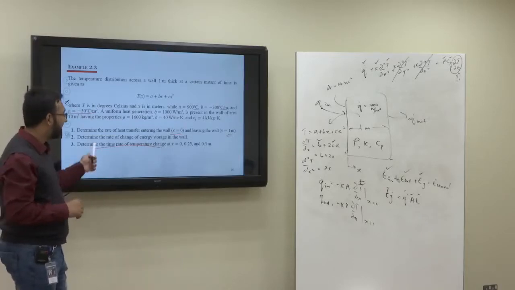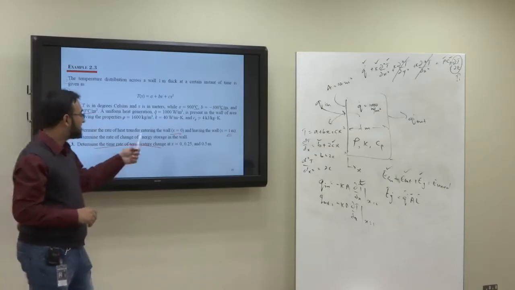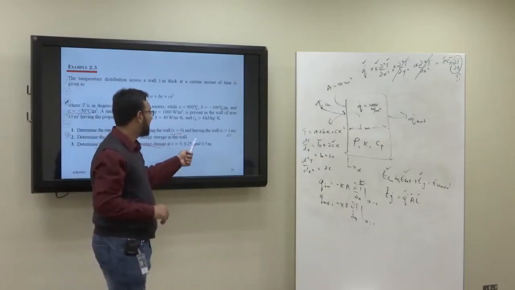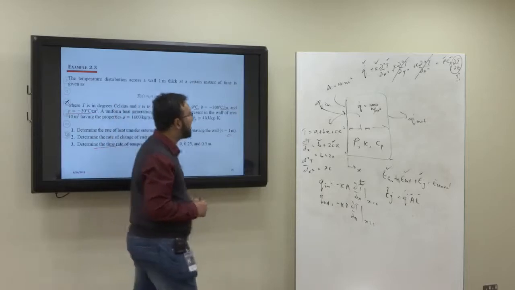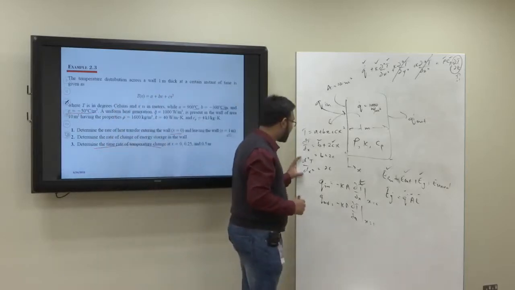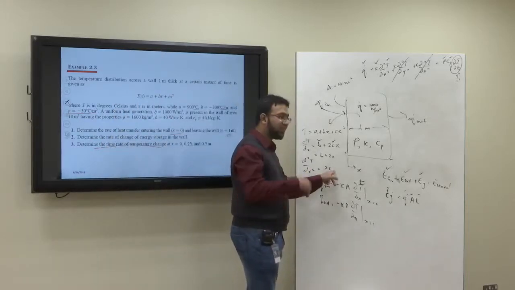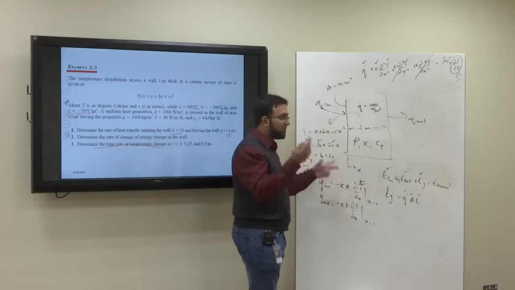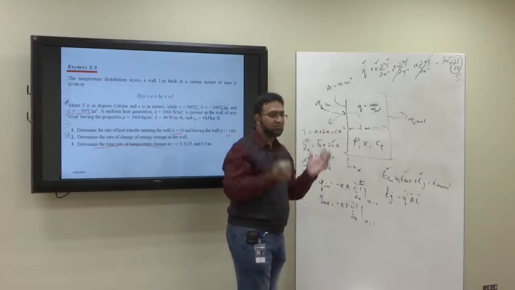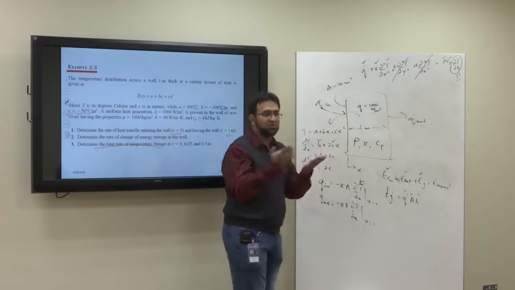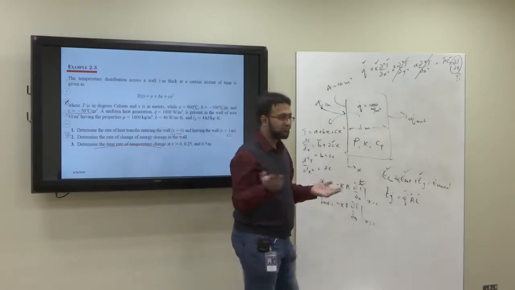So we need to find the time rate of temperature change at x equals 0, at x equals 0.25, at x equals 0.5. Now the thing is that if ∂²T/∂x² was a function of x, then you would use the value of x. But in this case, it will be the same value because nothing is a function of x here. Is it clear?